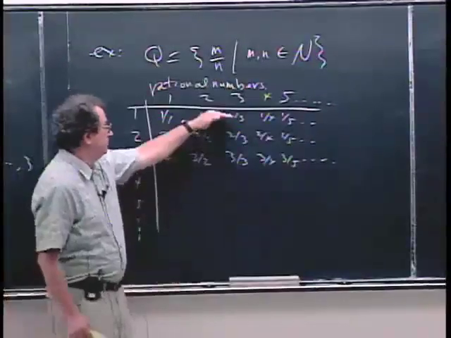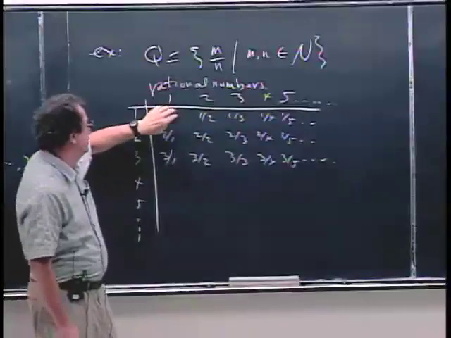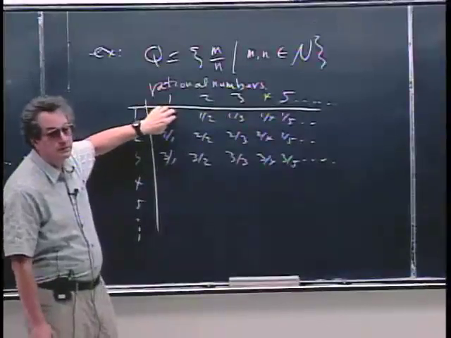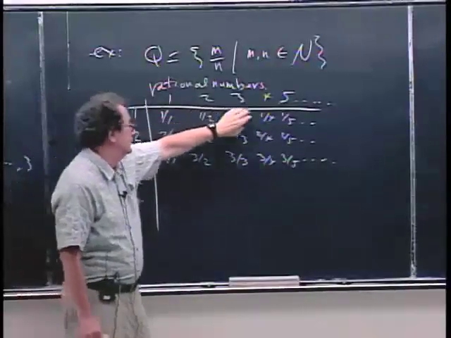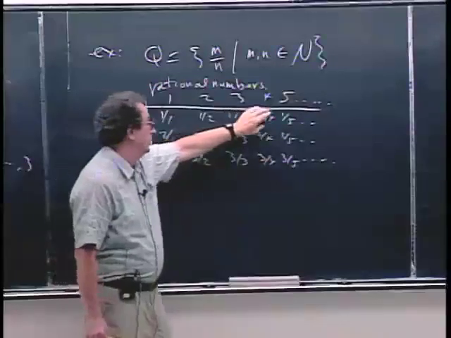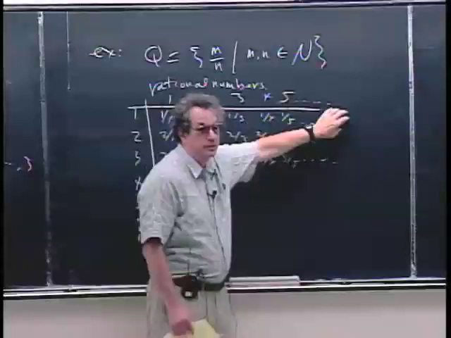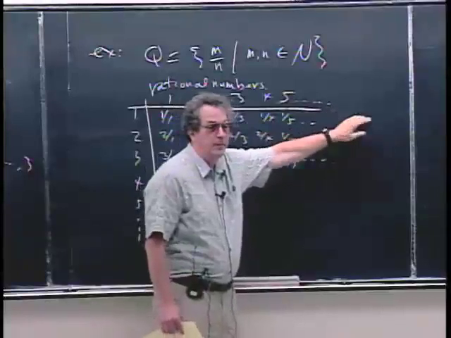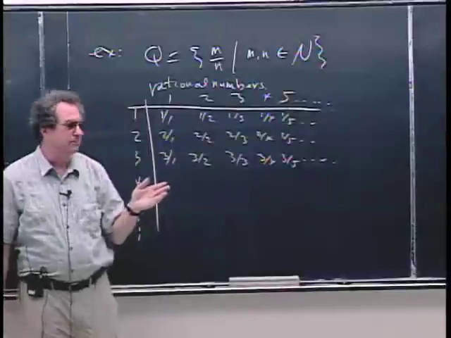I could try, let's say, row-wise. I could say, okay, this rational is going to correspond to natural number 1, and this is going to correspond to natural number 2, and this to natural number 3, and this to natural number 4, and this to 5, and this to 6, and so on. Okay? And say that's my correspondence.